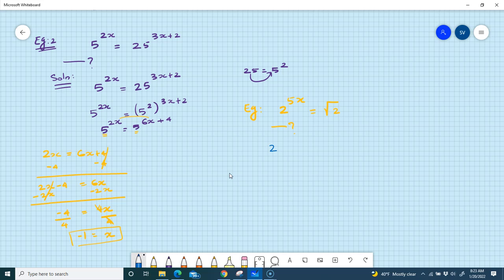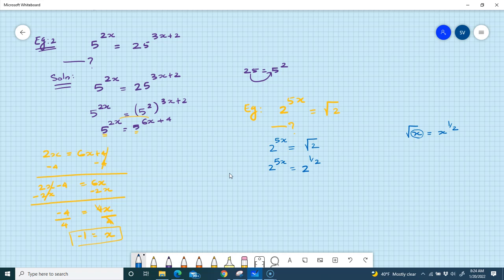Write the question once again. That is actually my style. I'm always writing the question to start the problem. Okay, so 2 to the power 5x is equal to root 2. What is root x? Root x is x to the power 1 by 2. That's a great idea. So that means this number comes out as the base. Okay, so 2 to the power root 2. This is a square root. So that is 1 by 2.